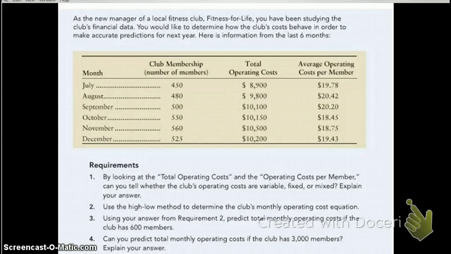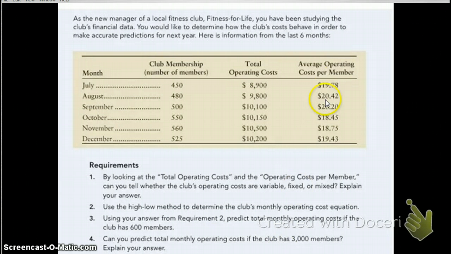The first requirement says, by looking at the total operating cost and the operating cost per member, can you explain whether the club's operating costs are variable, fixed, or mixed? So let's take a look. Let's first see if they're variable cost. As our club membership changes, does our total operating cost change? At 500 here, our total operating cost is 10,100. At 550, it's 10,150. So yes, it could be a variable cost.